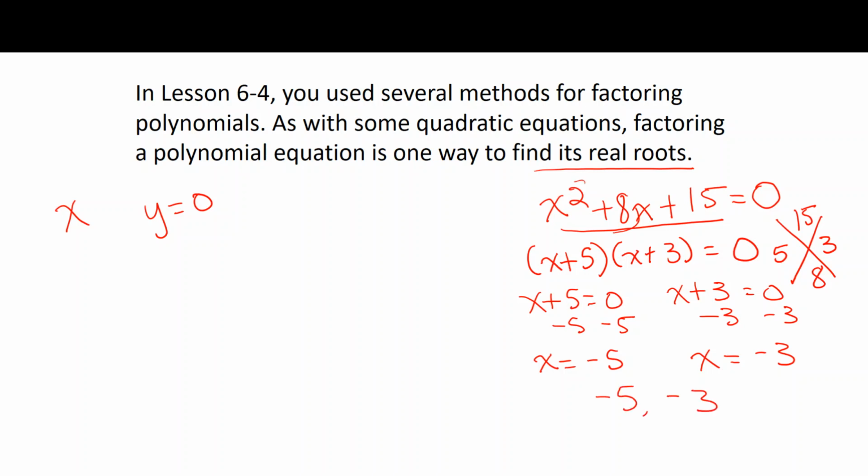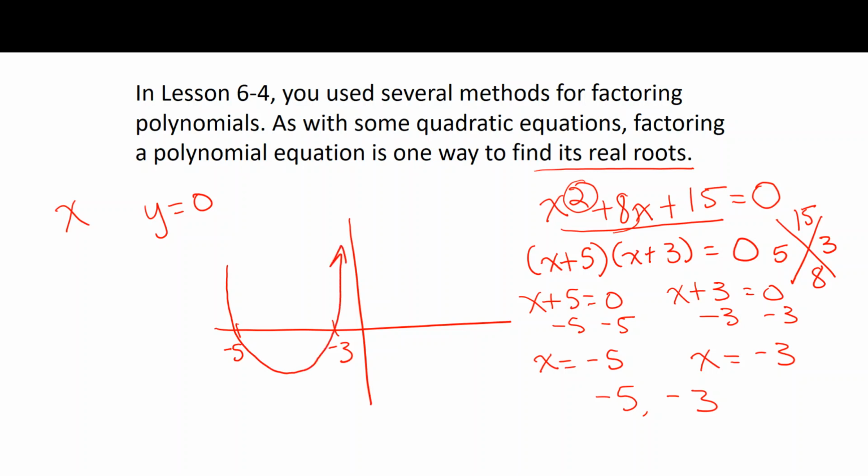And since this is a quadratic equation, we know it makes a parabola. It says when x is negative 5, y is 0. And it also says when x is negative 3, y is 0. So now my parabola, I know, is going to look something like this. I have just found the real roots of this equation.